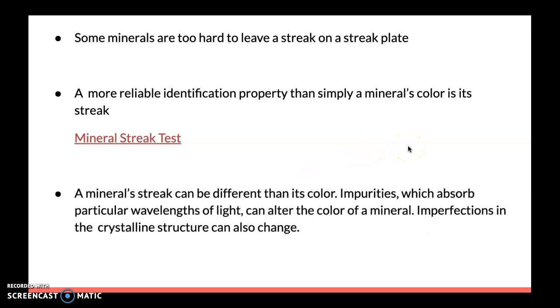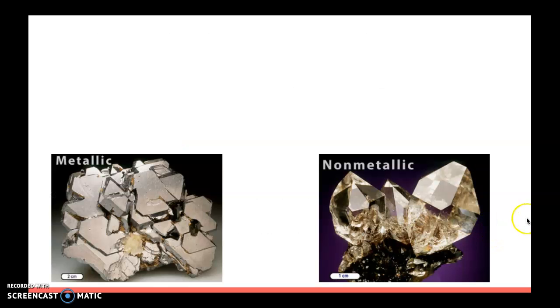Alright, a mineral's streak can be different than its color. Impurities, which absorb particular wavelengths of light, can alter the color of a mineral. Imperfections of the crystalline structure can also change it.